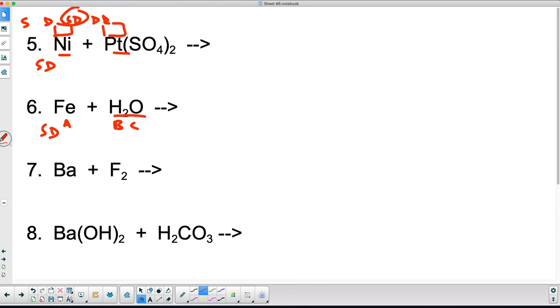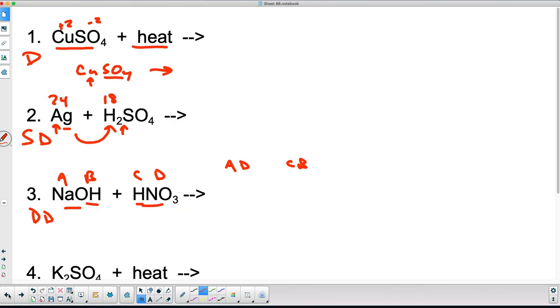Here, number 7 is our first one, where we have an element plus an element. So that makes this, of course, a synthesis. Okay, number 8, again, I have a compound plus a compound, which means double displacement. And then we just follow our A, B, C, D. Okay? All right. Let's go through and take just a quick look. We might as well answer one or two of these and make sure that you got them right.